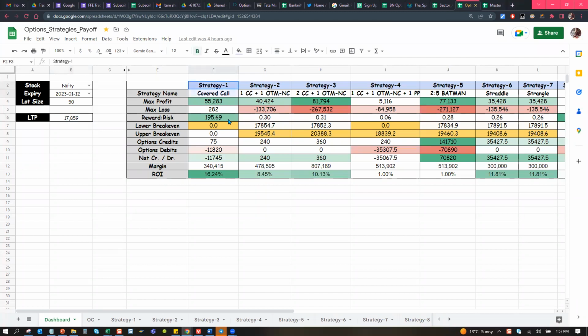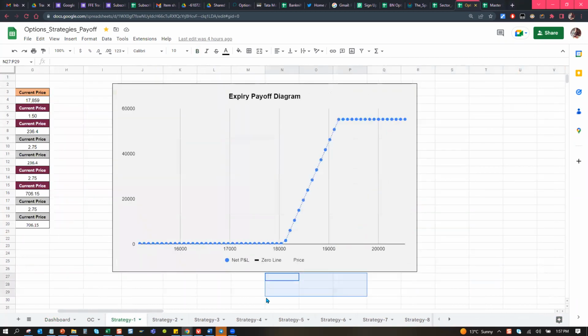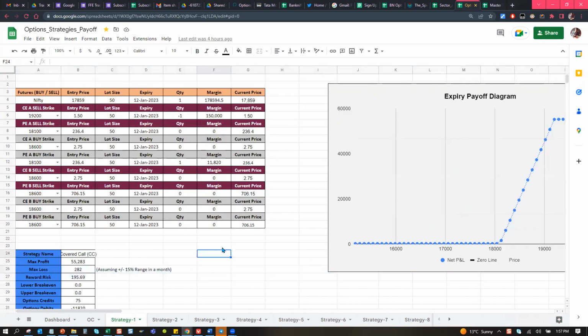So let me pick an example of covered call. ठीक है, this one. Go to strategy 1. What you need to do is, it's not adjusted because I'm not prepared for this one. यहाँ पे आपको फ्यूचर लॉन्ग करने से हम यहाँ पे लॉन्ग कर रहे हैं, ये आप इसमें 1 डालिए और कॉल एक शॉर्ट करेंगे. अभी इतना दूर का नहीं करेंगे.